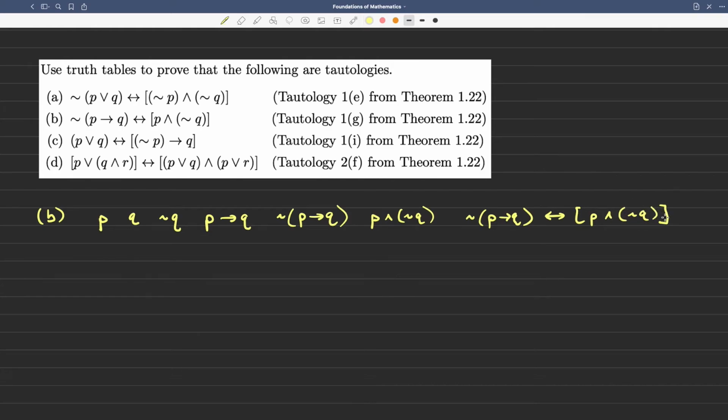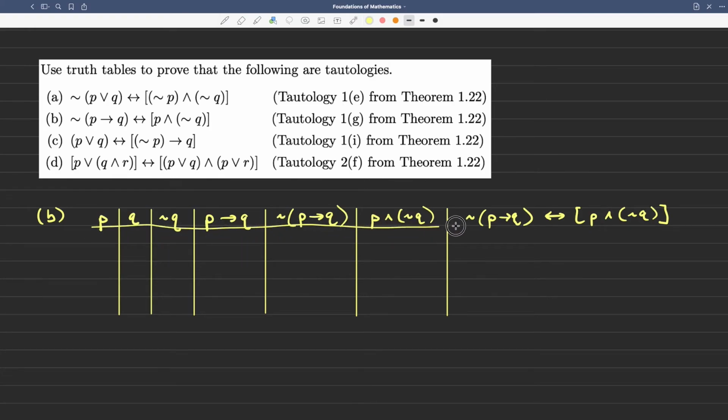This is a very important tautology for how you negate implications, which we'll end up using quite a lot because some of our proof techniques necessitate that you negate. If you're trying to prove an implication, if you do an indirect method, you'll end up negating it. So you have to know how to do this, and you use this tautology to do it.